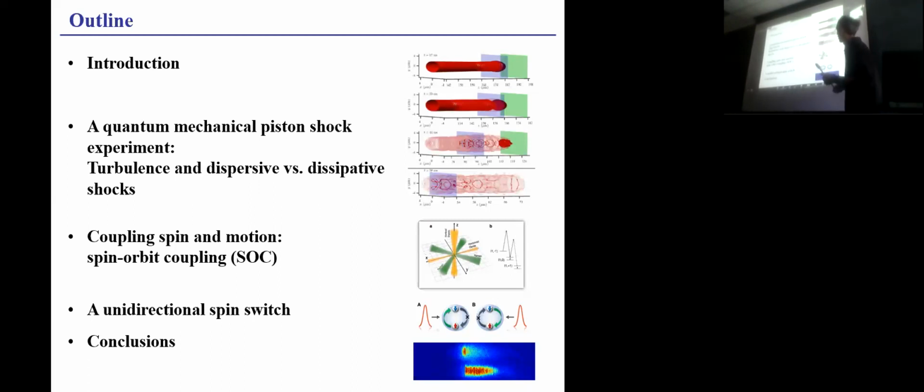Then we can connect this motion to spin dynamics by introducing spin-orbit couplings. Spin-orbit couplings means we couple the dynamics that we have in the motional degrees of freedom to the spin degrees of freedom in the system. And we can see how we can use these ideas, combine them with this type of experiment, and come out with a unidirectional spin switch that would be interesting, for example, for spintronics applications. And then I'll have a very brief conclusion at the end.